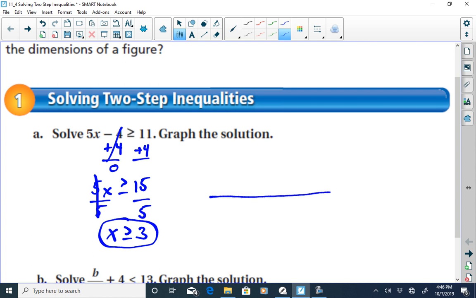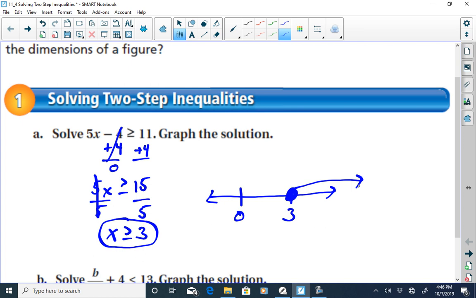When we go to graph it, I always like to locate 0 on the number line. 3 is to the right of 0. I'm going to circle and fill in the circle, and my solutions are going to go to the right.